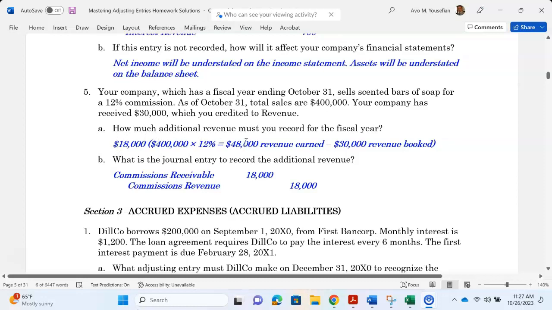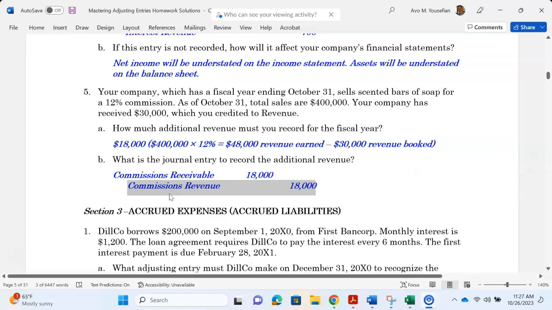So 400,000 times 12% is $48,000 of revenue earned. That's what you need to recognize. $30,000 is already received, right? Which is good. So you debit cash, 30,000, credit accounts receivable. But $18,000 still is not. So you have to recognize that at the end of the year, the amount that is left over. So commission receivable or accounts receivable, debit, $18,000, and revenue, credit, $18,000.